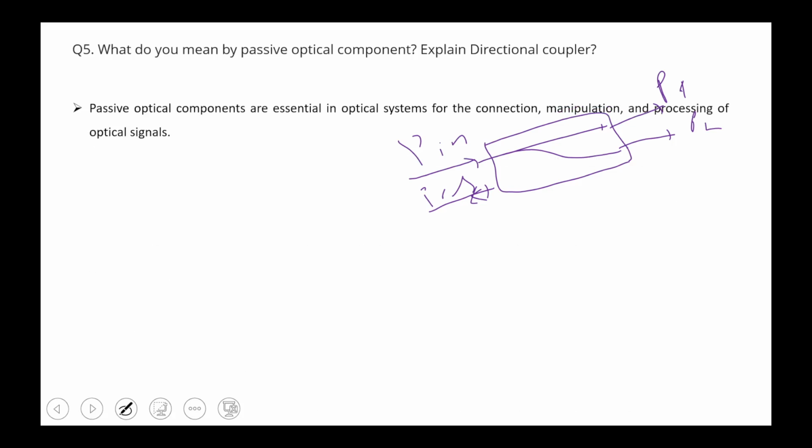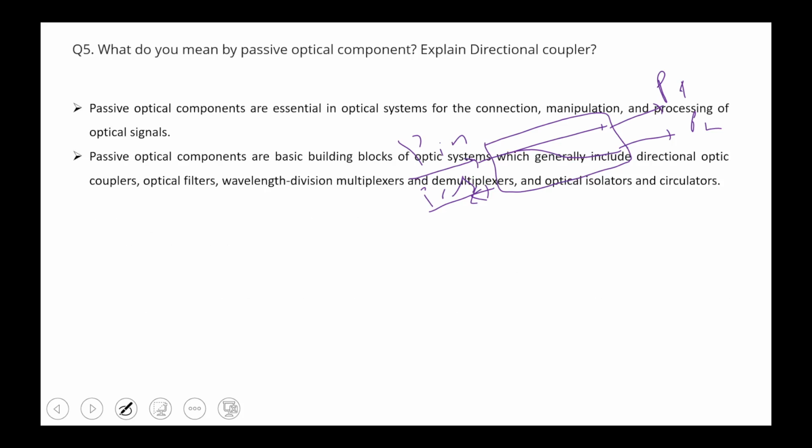So passive optical components are used for connection, manipulation and processing of the optical signal. Passive components are the basic building blocks of the optical system, which generally include directional optic couplers, optical filters, wavelength division multiplexers, demultiplexers, optical isolators and circulators. You can go through that. I have explained many things in this, because if you want to recall all the concepts, you can go through that video also, uploaded on YouTube. That's why I used more theory, because these are theory portions.